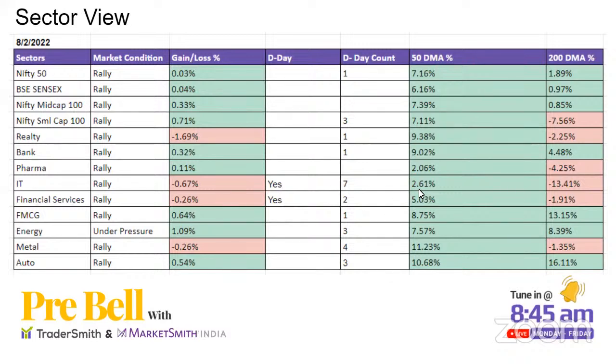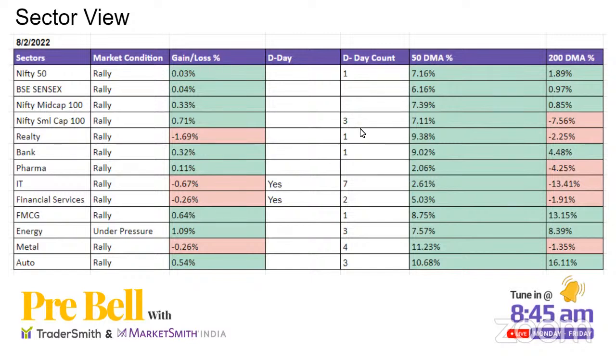But the notable thing we should look at when the market is in rally is the D-Day count. Talking about the D-Day count, for Nifty and Sensex it is still low at 1 and 0. Even in the Midcap 100, there is no D-Day count recorded yet.